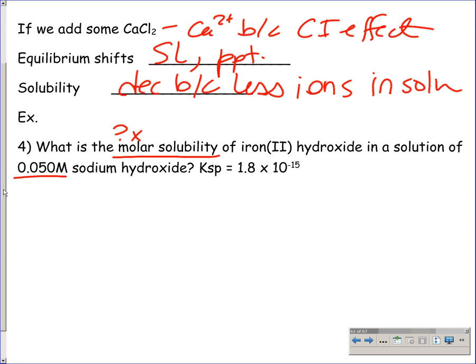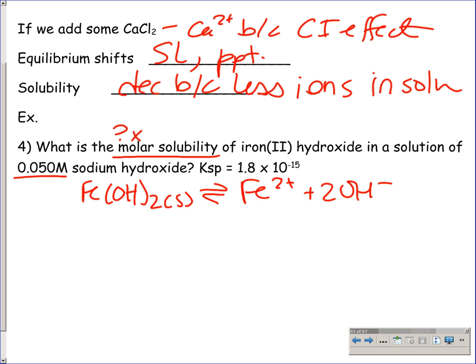We're going to do the same old, but we're going to actually have to write out the ICE table here. So what's our equilibrium reaction here? Fe(OH)2 yields Fe2+ and 2 OH minus. Okay. So here's our reaction. We initially have something present. So I'm going to have ICE here. Initially we have 0.050 molar of the hydroxide ion, because this NaOH will dissolve to make 1 hydroxide for every 1 sodium hydroxide, so the molarity is the same.